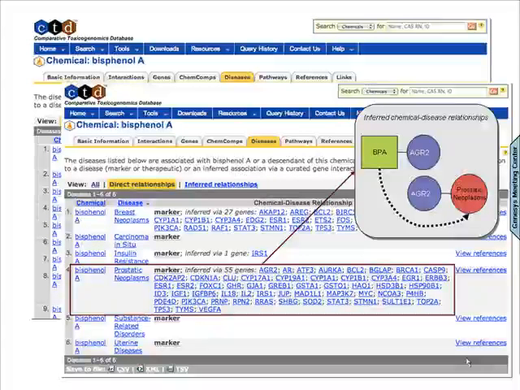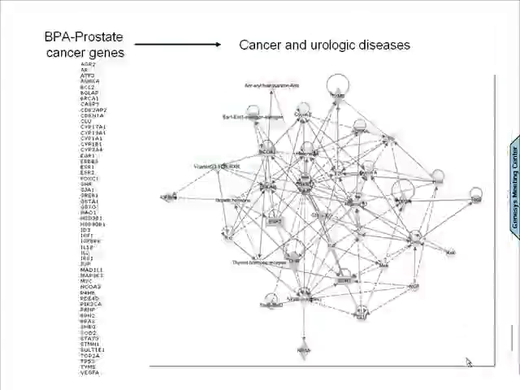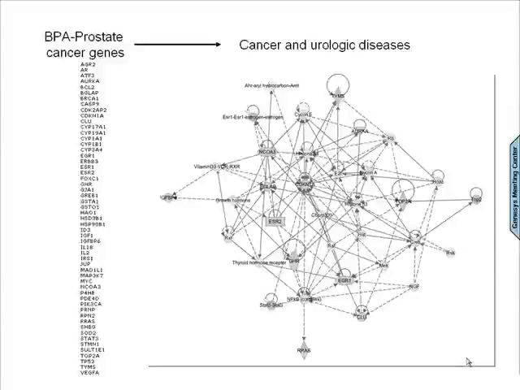And so just as a quickie experiment, I took these genes and put them into something like Ingenuity Pathway Analysis, and actually one of the top scoring predicted networks is associated with cancer and urologic diseases. And so in this context, you can start to piece together not only that all these genes have an association with both the chemical and the disease, but that they have known relationships with each other.